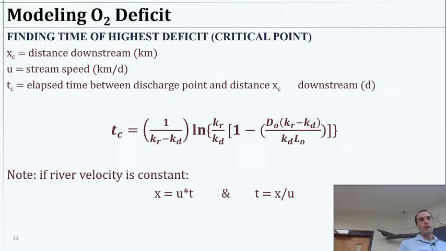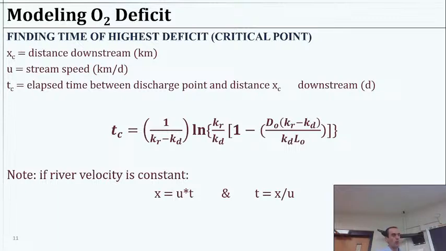Okay, so about that critical point though, that's the moment that we really care about. That's the moment where if fish are happy and healthy there, then our wastewater discharge is just fine, right? Nothing worse can happen. So we'll say that xc, that's our critical point. That's the distance downstream where the deficit hits its maximum value. U is then the stream speed. Maybe we'll often use it in kilometers per day in this case. Tc would be the time elapsed between that discharge point, xc, downstream. That would be, again, in days.